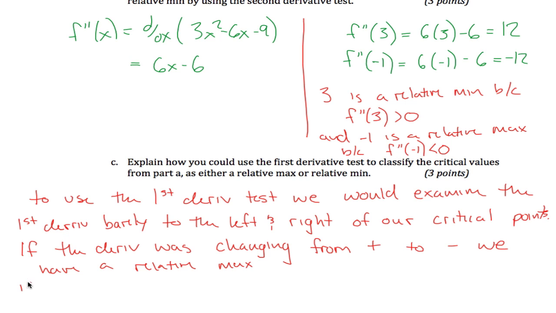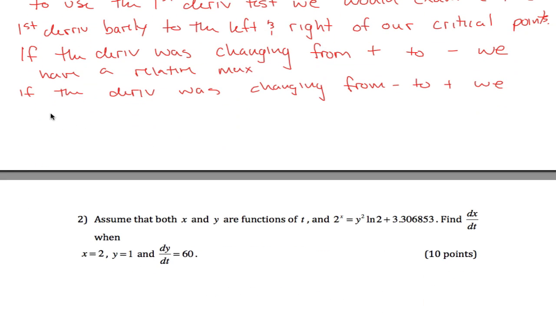And similarly, if the derivative was changing from negative to positive, we have a relative min, because in that case, it used to be negative, it used to be going down, and then it stops and starts going back up, so we have a relative minimum.